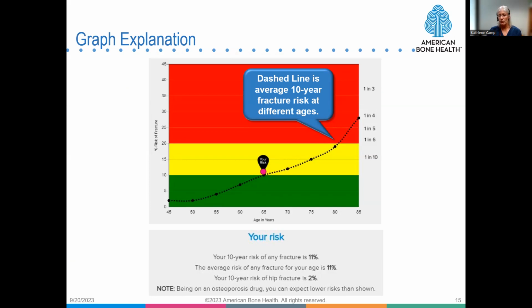This is a sample of what the graph will look like, either in your email or on your smart device. The dotted line is the general risk of someone like you, the same race and gender, over time. You'll notice that your general risk goes up as you age. You'd want to take this report with you to your healthcare provider appointment. It's also downloadable again as a PDF, so you can email it to your healthcare provider or upload it to your medical portal as well.